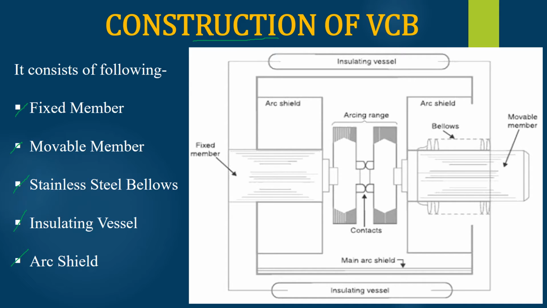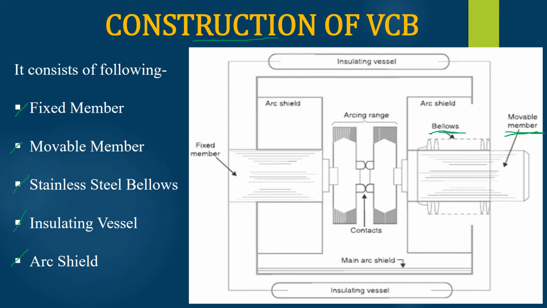Here, as you can see in the diagram, this movable member is connected to the control mechanism with the help of stainless steel bellows. These stainless steel bellows enable the permanent sealing of the vacuum chamber so that there is no possibility of any leak.